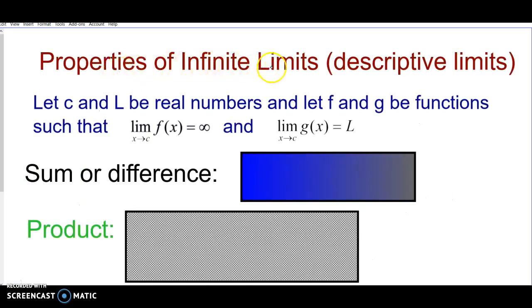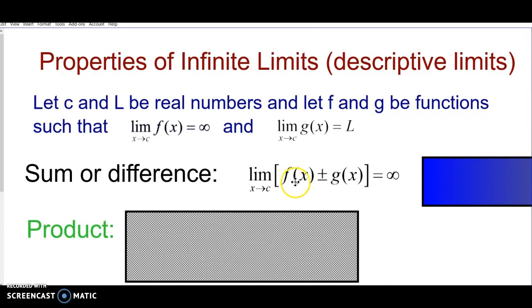Got some properties of infinite limits, or in other words, descriptive limits. So let c and L be real numbers, and let f and g be functions such that the limit as x approaches c of f of x is positive infinity, and the limit as x approaches c of g of x is some real number L. So our sum and difference property says that if I add or subtract their limits, remember, I'm having infinity, and I'm adding or subtracting L. It's still going to equal infinity.